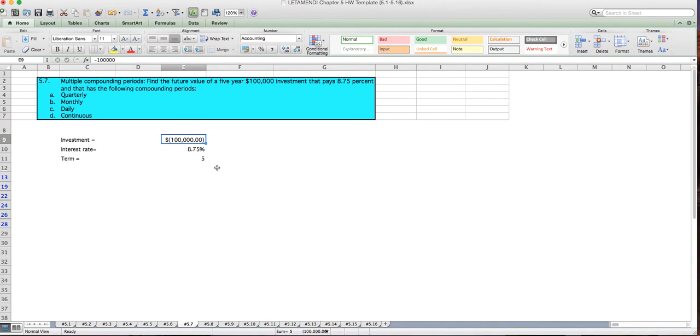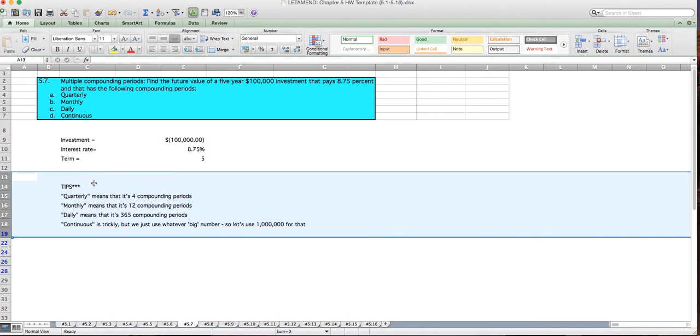We know that the investment was 100,000. That's money out. 100,000. That's why it's negative. Money out. Okay, remember that. Money out, negative. Interest rate 8.75. That's given from here, and the term is for 5 years. All right. So now what we don't have here is the compound, and that's what we're trying to solve for, right?